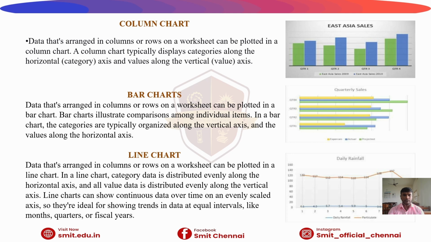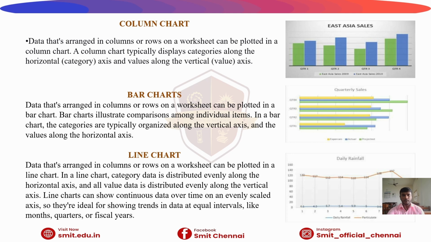Then bar chart. The bar chart is like a column chart turned sideways, with categories on the vertical axis and values on the horizontal axis. You can see that in the slide. It is used when category names are long. If we have many categories, you can use the bar chart. The horizontal layout gives more room for labels. Bar charts are excellent for ranking items from highest to lowest.